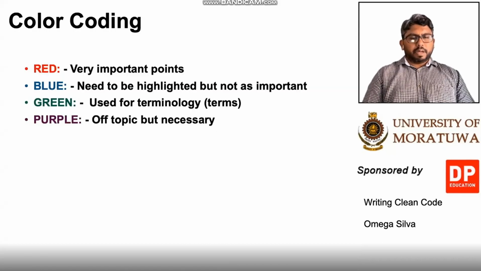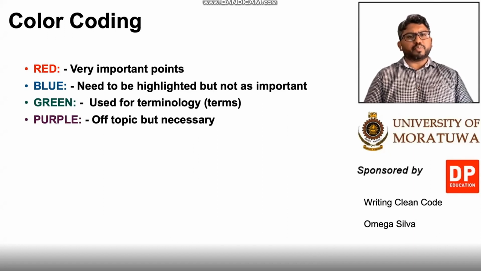Before we dive into our course content, let's spend a moment understanding the color coding that we have used in this presentation. If you see red color text, that means it's very important. So pay your fullest attention. Blue color text is also important, so don't miss out on them as well. We have used green to indicate terminology and terms. And purple is essential yet off-topic content that helps us communicate the message clearly to you.